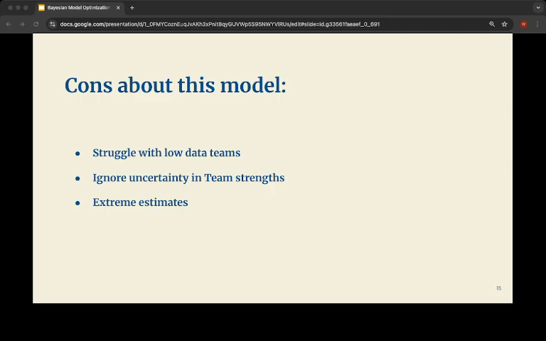And the predictions from Poisson regression are overconfident. The Poisson model assumes we are 100% sure about a team's strengths, so it gives precise match score predictions even when there is very little data. In reality, match outcomes should have more uncertainty.